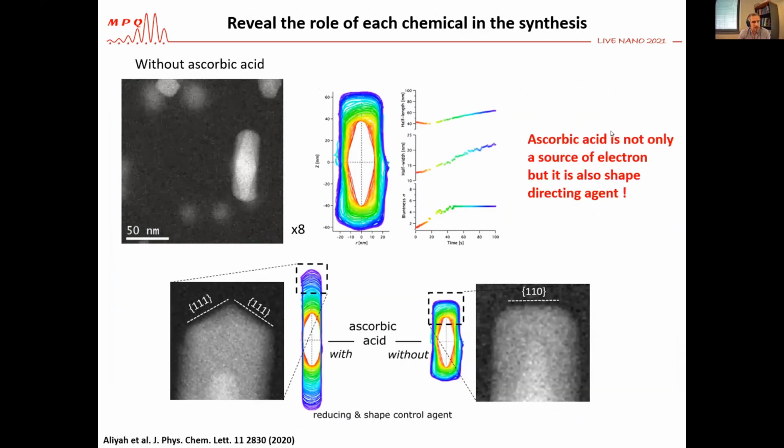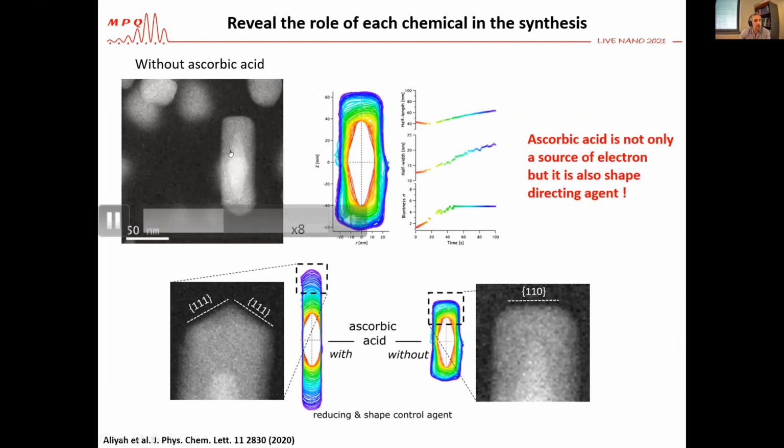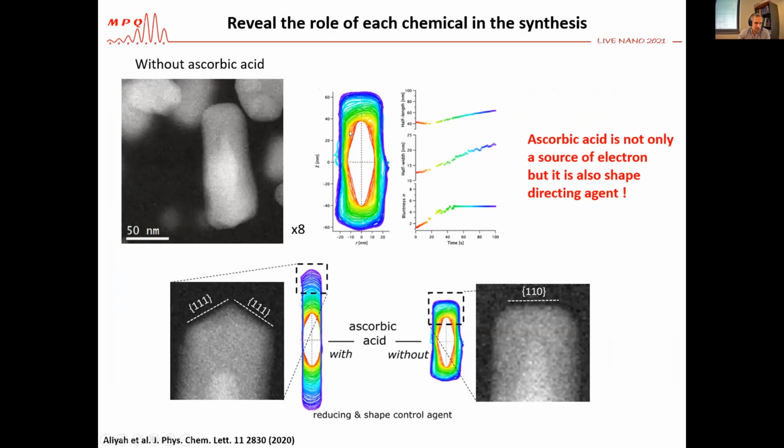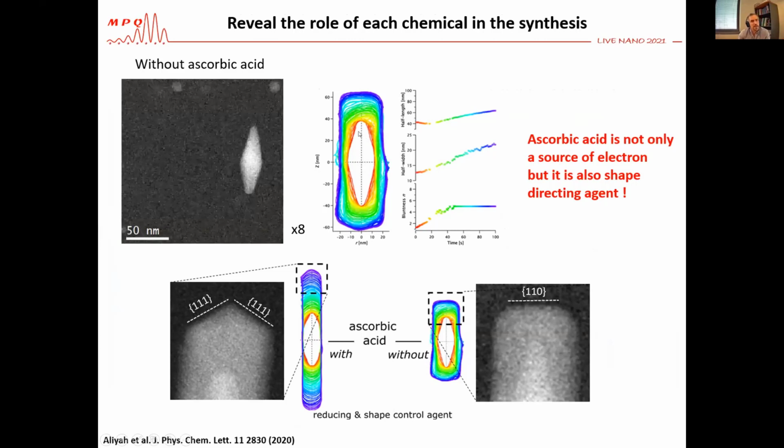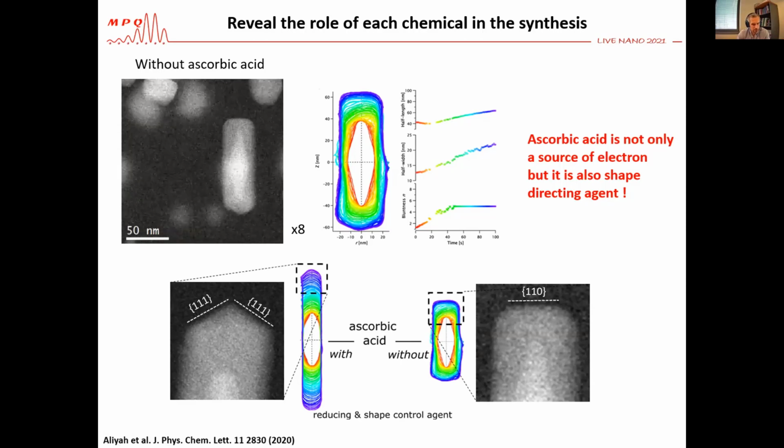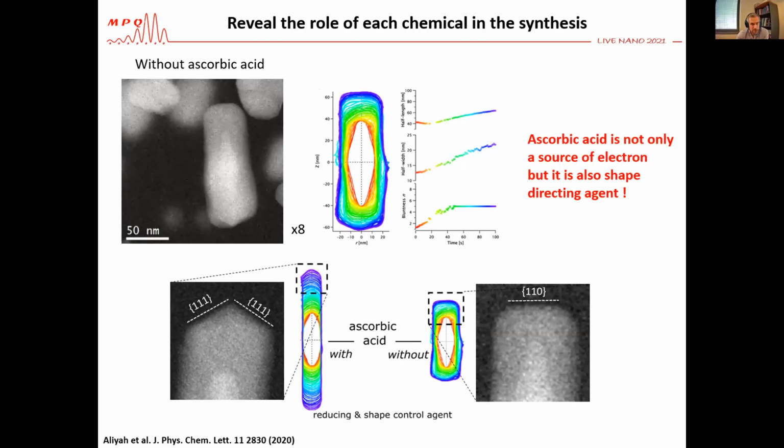In fact, it is the ascorbic acid that drives the anisotropic growth, because we performed the same growth experiment this time without ascorbic acid. Here, the growth is only driven by radiolysis in the liquid cell. And we see that now the growth is not anisotropic, it's purely isotropic, which tells us that the ascorbic acid is not only a source of electrons, not only a reducing agent, but also a shape directing agent. So we have identified a new role for this widely used chemical in liquid cell synthesis protocols.